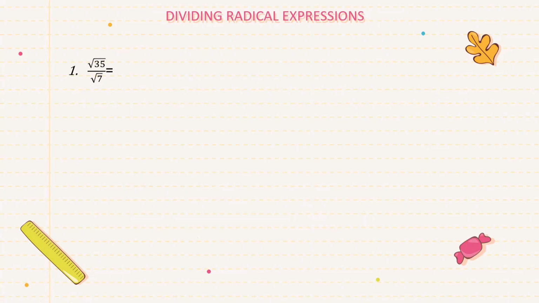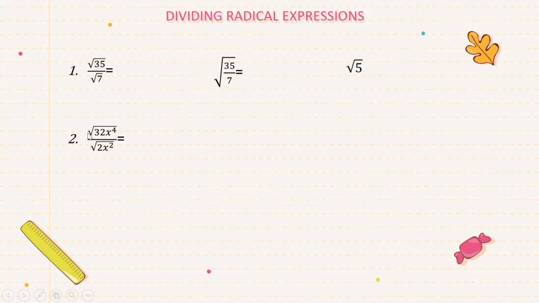Let's proceed in dividing radical expressions. Let's try first example number 1, which is the square root of 35 over square root of 7. We can rewrite this as a single radical expression like this: the square root of 35 over 7. When it's like this, simplify the radical. 35 over 7 is equal to 5. So our final answer is square root of 5.